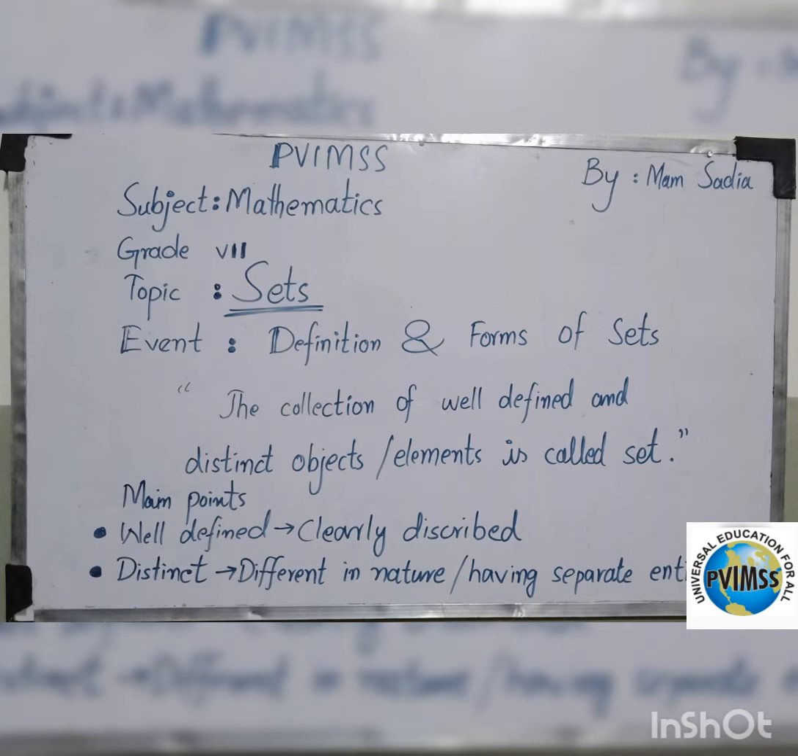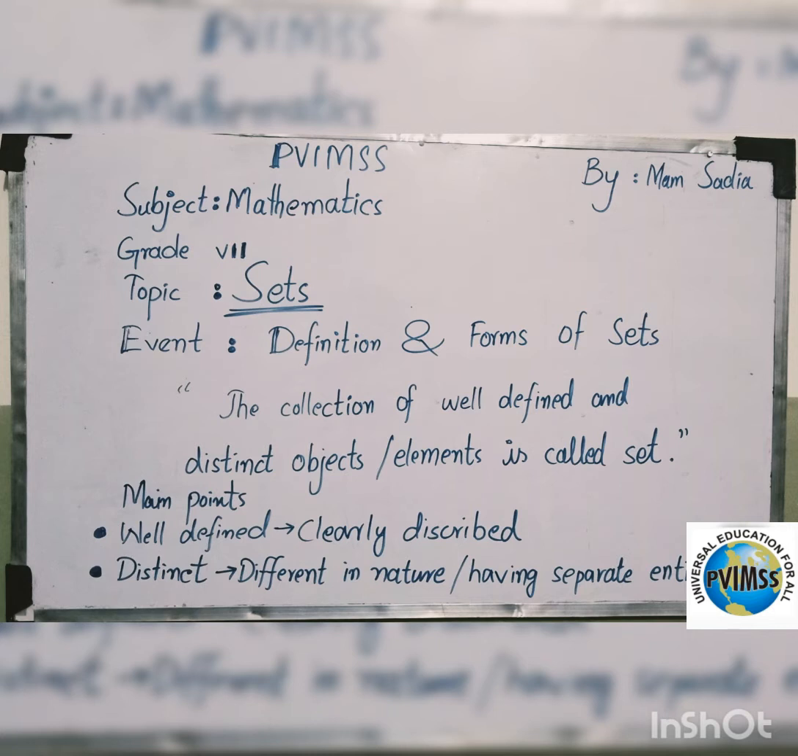The word well defined means clearly described. It means the elements or members of a set should be clearly described and it should not consist of some qualities which cannot be written, which cannot be described in terms of numbers or words.